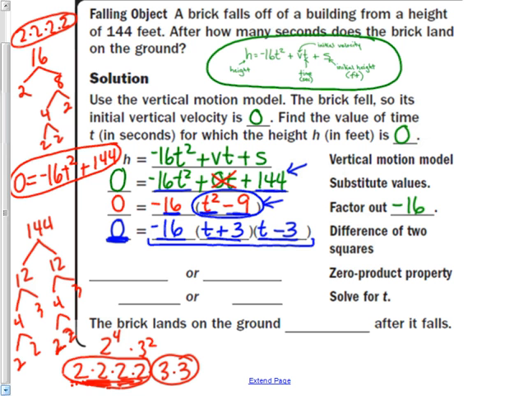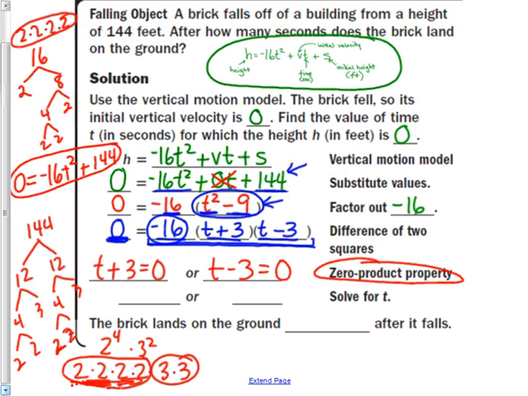what values of t would cause this trinomial to equal 0. Of course, negative 16 is a factor, but it can't equal 0. So we just need to look at these other two factors. So t plus 3 could equal 0, or t minus 3 could equal 0. We're using our zero product property now. So we're going to solve for t. If t plus 3 is 0, then t would have to equal negative 3. If t minus 3 is 0, then t would have to equal positive 3.